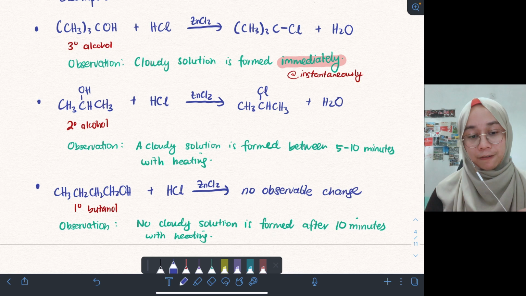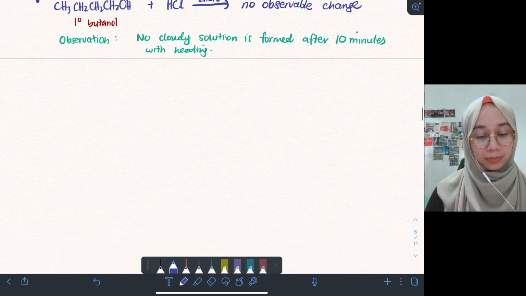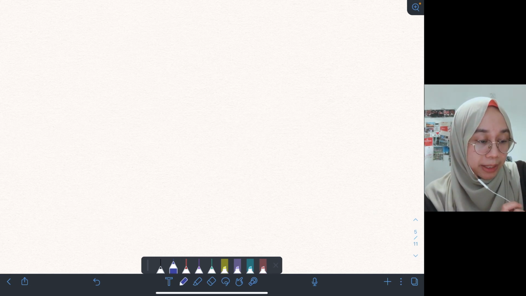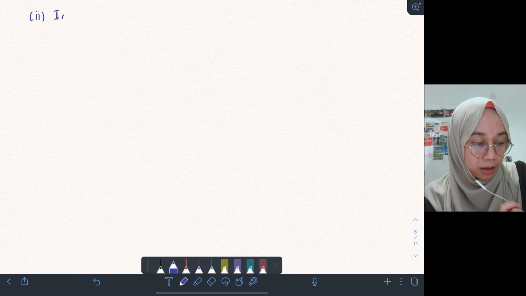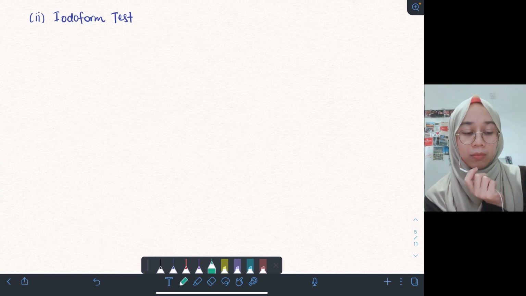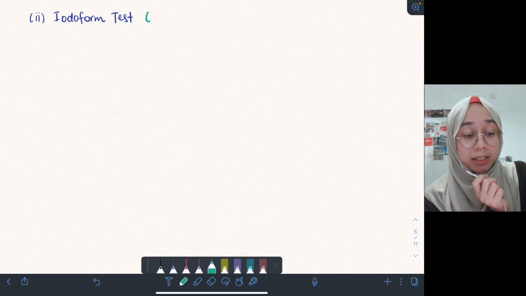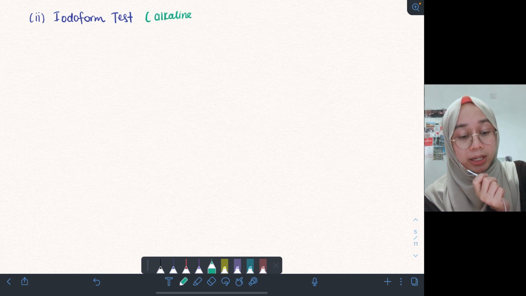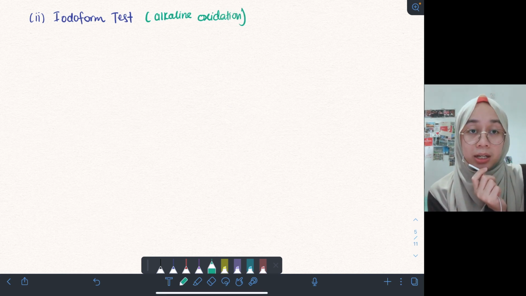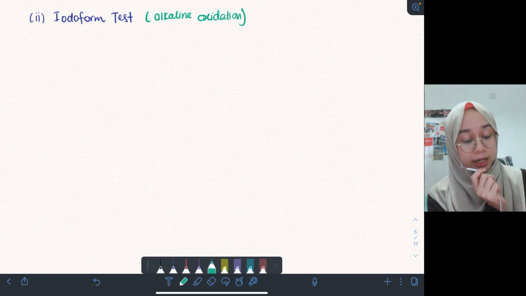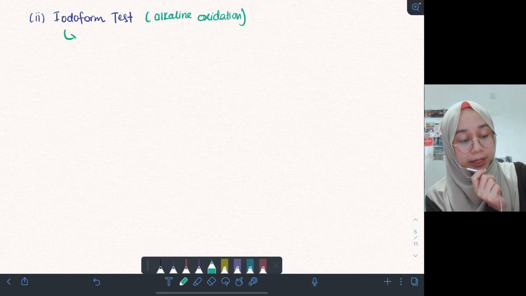So kita continue with the second test pula, which is iodoform test. So apa pula tujuan iodoform test ni? Okay, so kita nak tengok now. Okay, so iodoform test ni kelas, it is actually oxidation sebenarnya. Okay, it is alkaline oxidation. Cuma reagent dia berbeza lah compared to the oxidation reaction yang kamu belajar dalam bahagian A hari tu. Okay, so apa purpose of iodoform test ni? Okay, so kita tengok purpose dia dahulu.